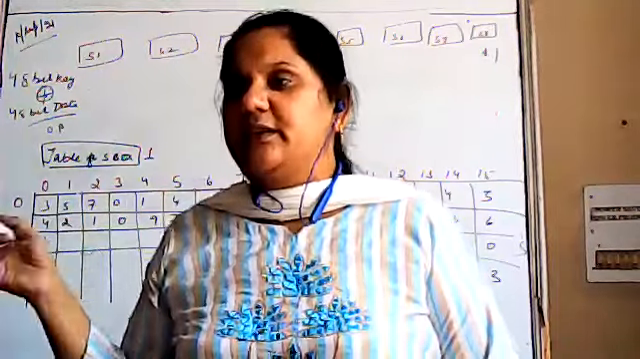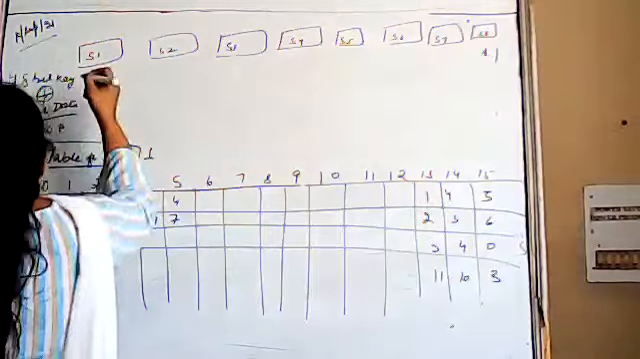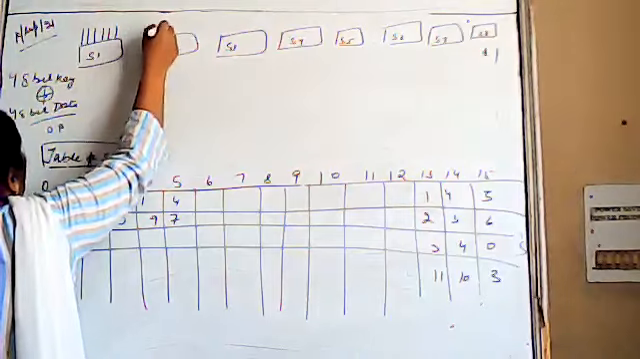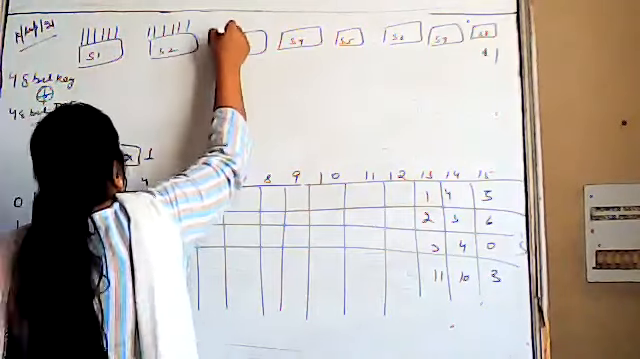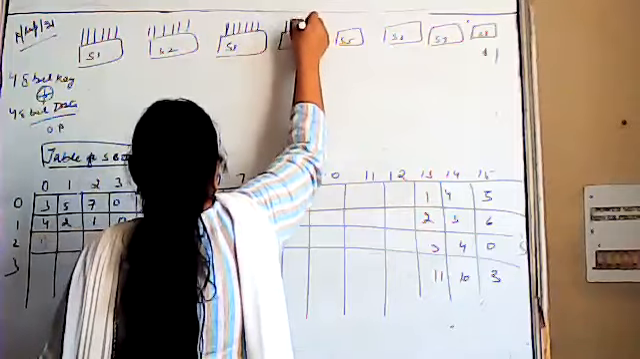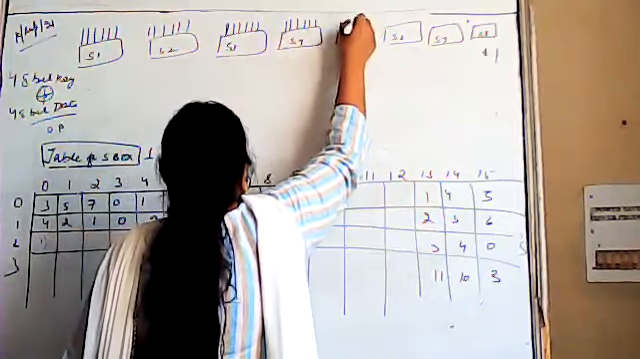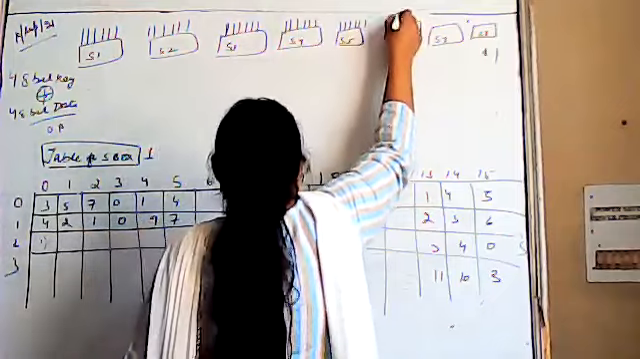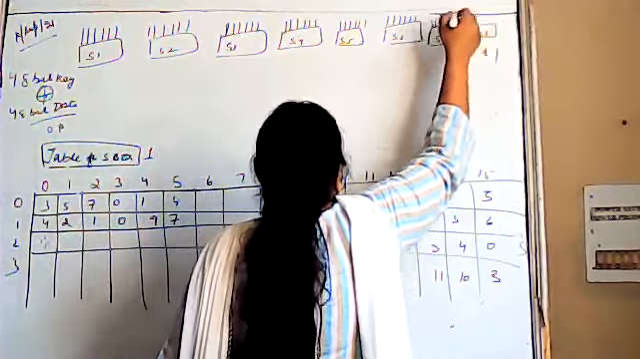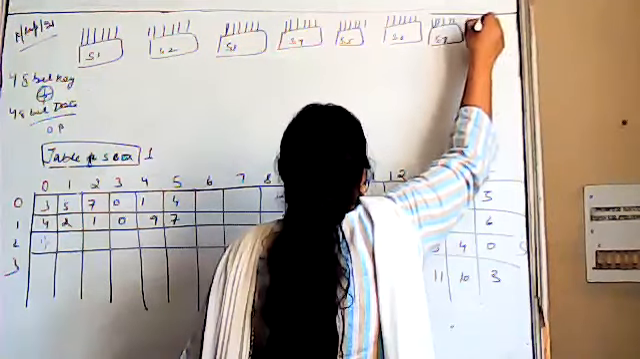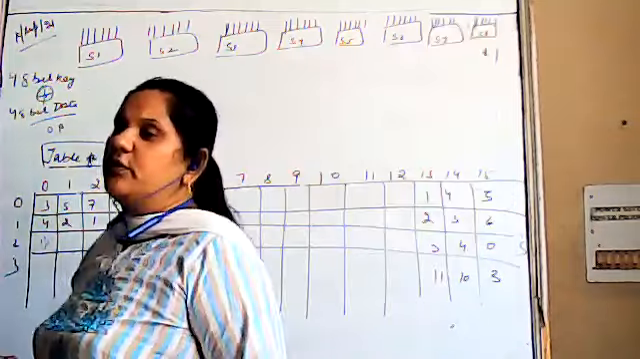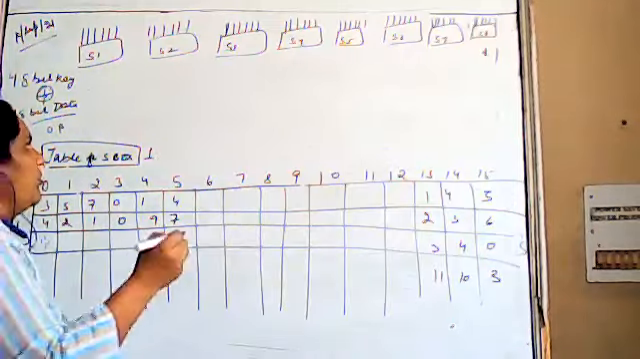into 6 bits each. So every S box will have 6 inputs. 1, 2, 3, 4, 5, 6. So these are the 6 inputs for each S box, substitution box.